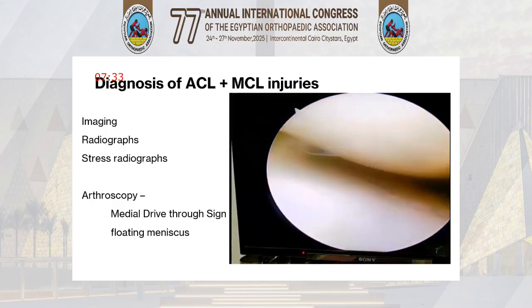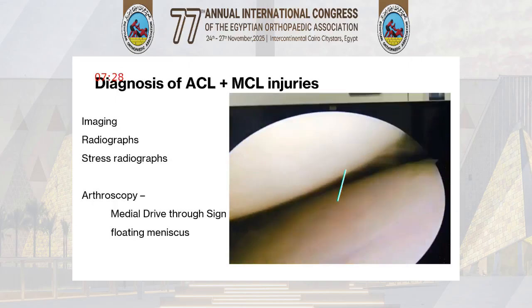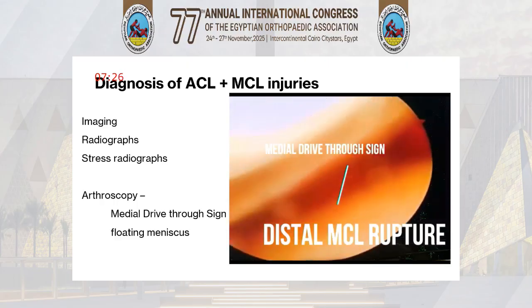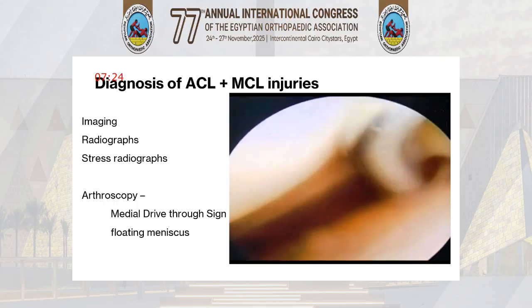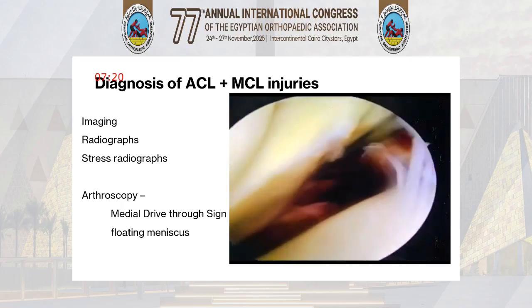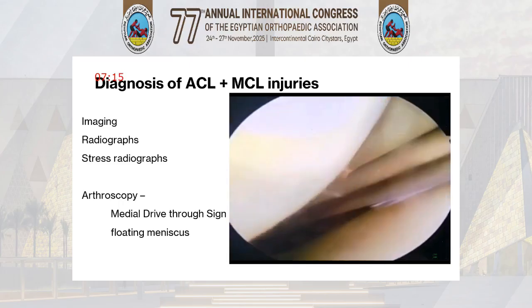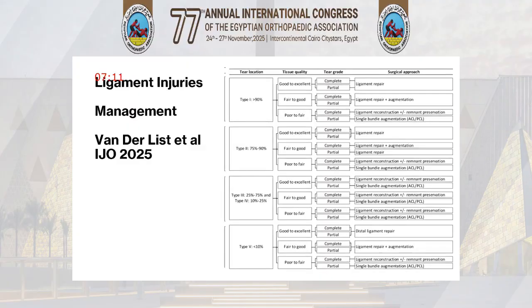Diagnosis is by imaging and radiographs. This shows a medial drive-through sign with the meniscus sitting down, and the second part shows the meniscus lifting up. So one is a proximal injury, the other one is a distal injury. When it gets injured distally, the meniscus is lifted up. Proximally, the meniscus is down. In both, there is a medial drive-through sign.